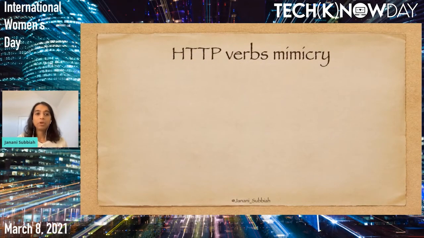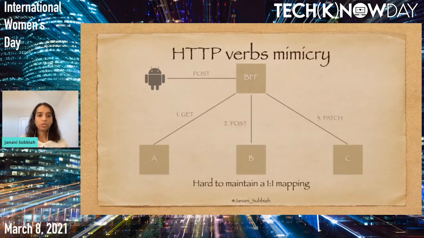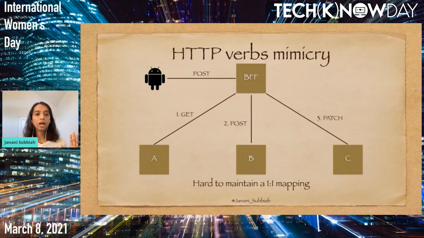Using that example, the other thing that's hard is to maintain a one-to-one mapping between HTTP verbs. So I'm going to consider the same example here. Here we have a POST request that is exposed to the UI that under the hood makes a GET, a POST, and a PATCH request. That POST from the UI could have very well been a GET, a POST, or a PATCH. It doesn't have to be a POST.